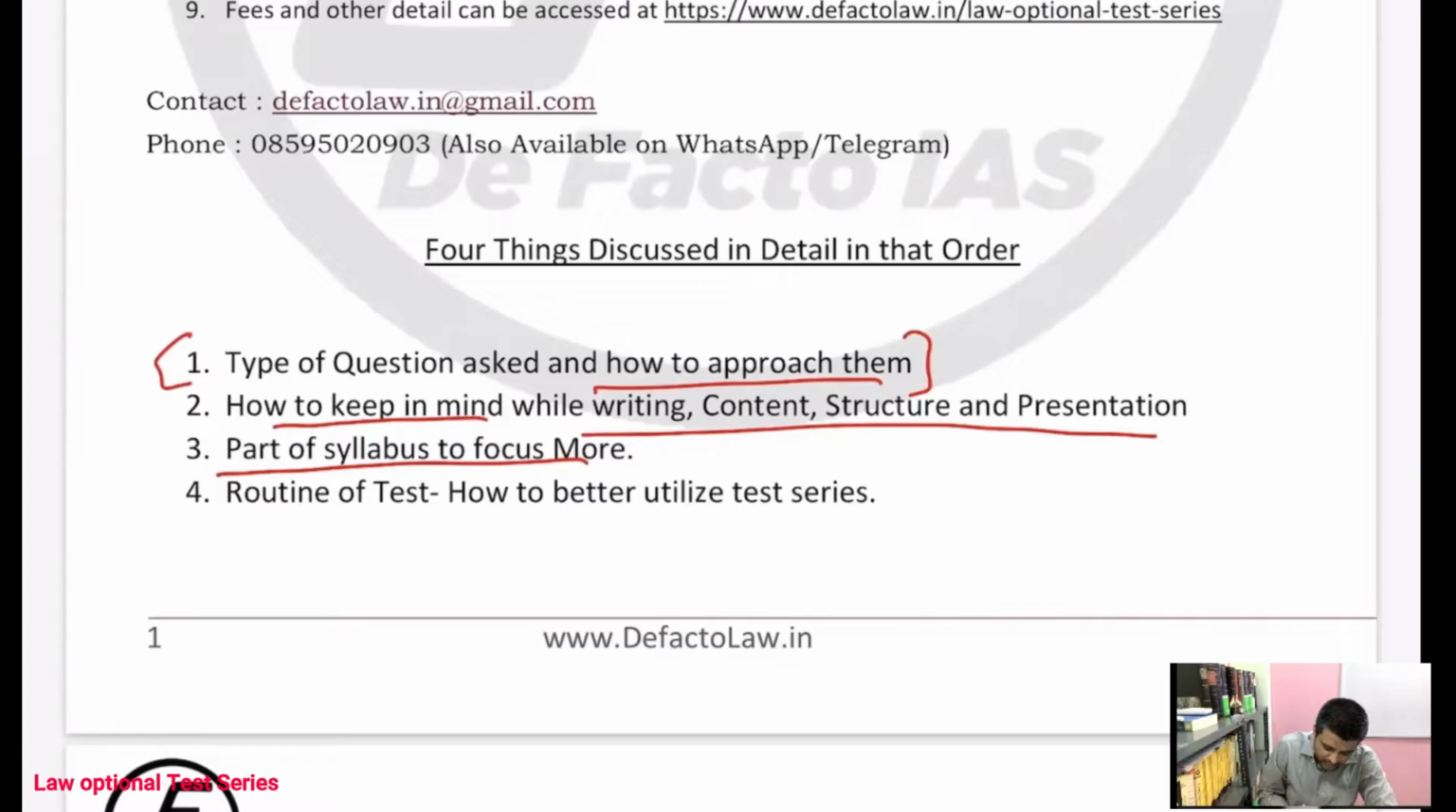And then what is the routine of the test, and how will you utilize it? So what strategy you can actually follow, that particular thing I will be talking about.